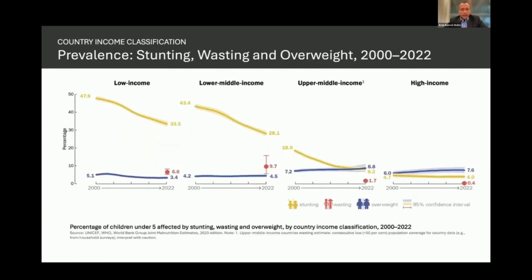If we divide it income-wise, the low income and lower middle income countries are the main contributors to both stunting and wasting. In low income and lower middle income countries, it is as high as 33% and 28%, though significantly down from before. Wasting and stunting are less common in high income countries. But the drawback is that obesity is increasing in the high income countries.